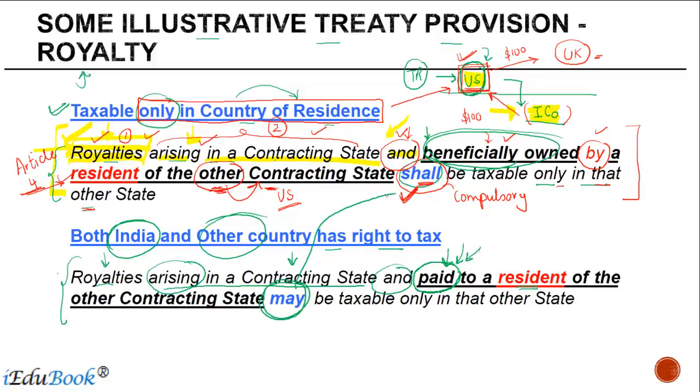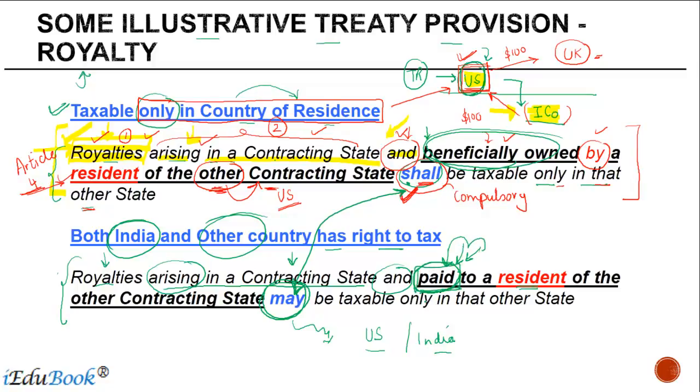Now here you have the word may, here you have the word shall. So what's the difference between the two? This word shall by itself reserved the right to tax a particular royalty in US. But when it says it may be taxable in that other state, what it means is that the right to tax is with both US as well as India. Right? Now let's come to this word paid.